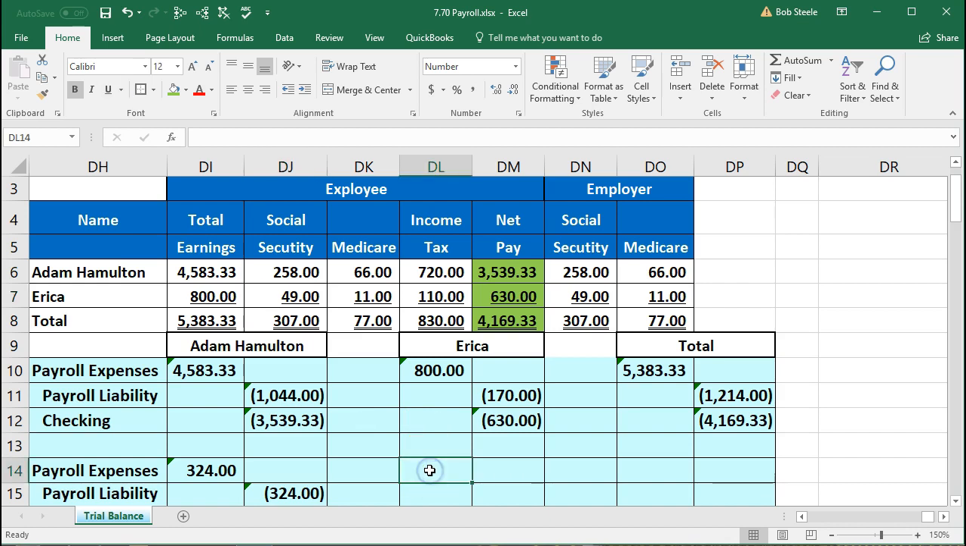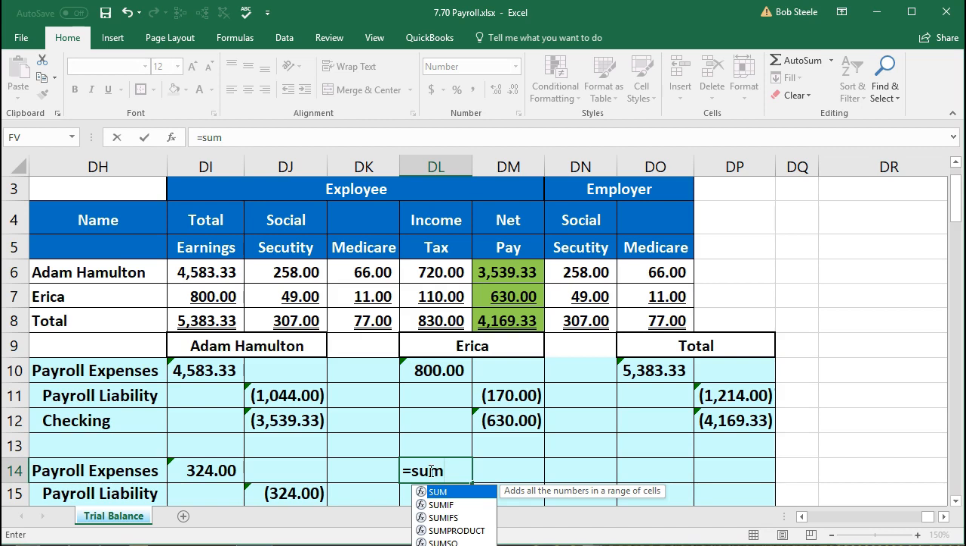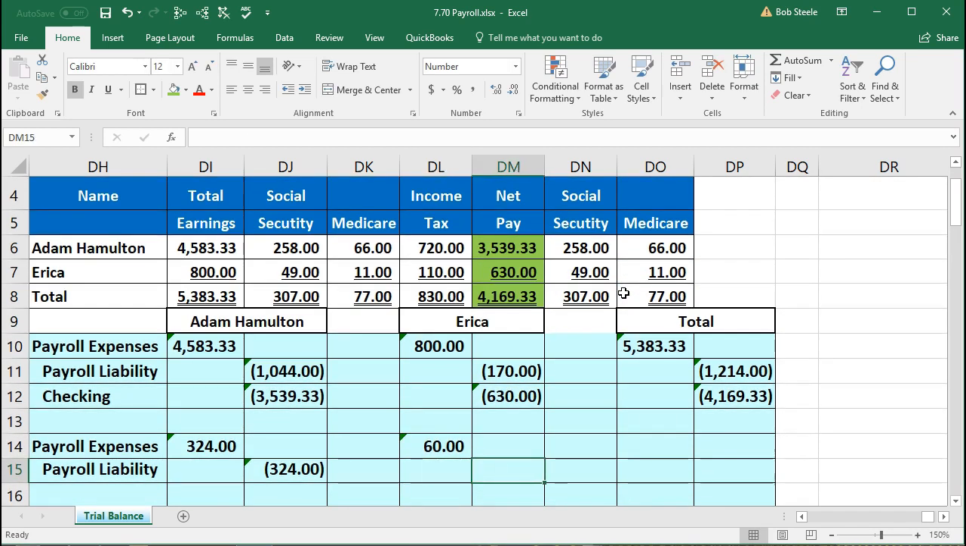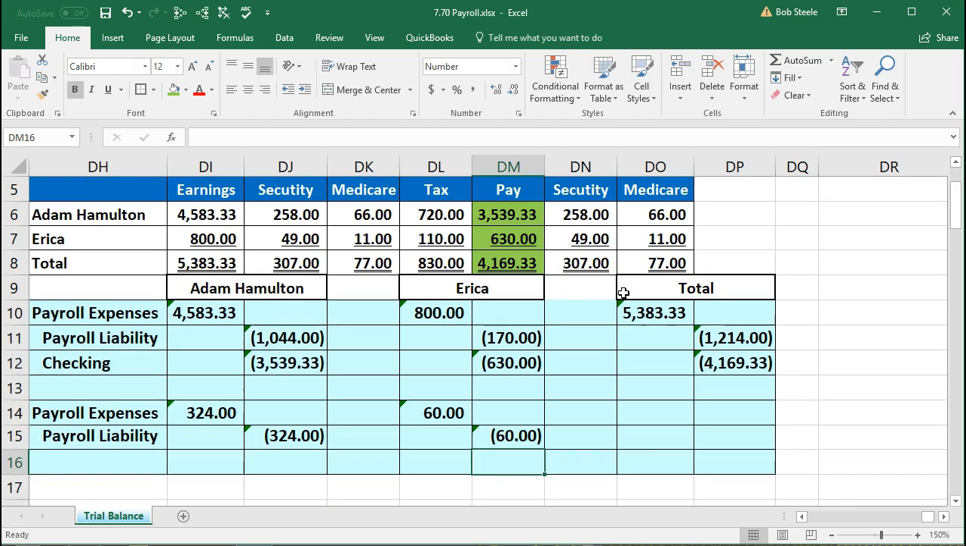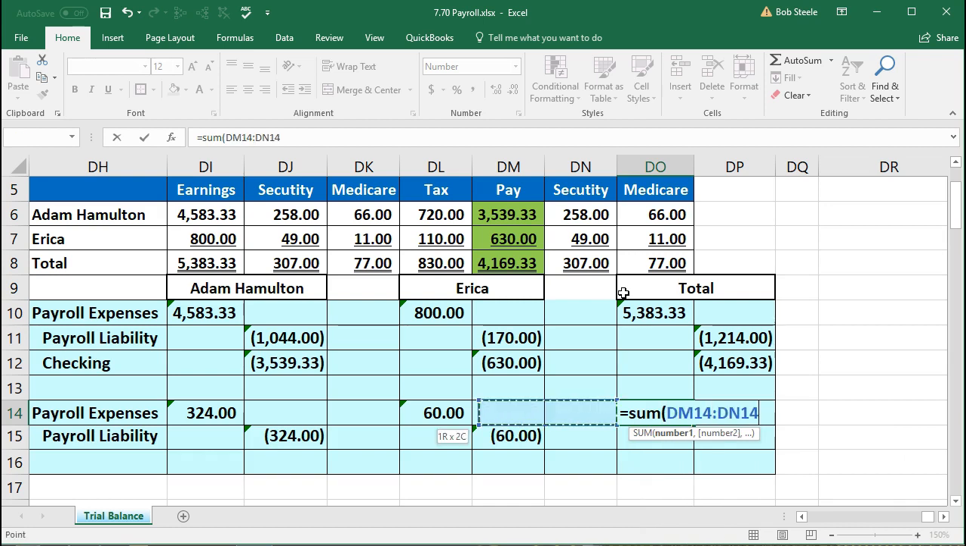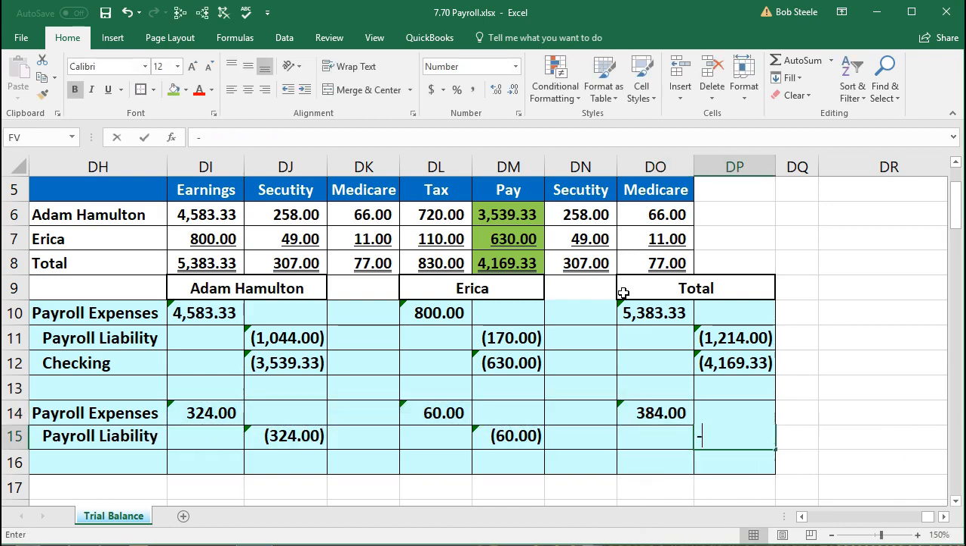We're going to do the same thing for Erica. So we're going to say equals the sum of these two items. And we'll have the debit and the credit. And then if we total these up, we've got the totals. So this is the information we'd have to input.